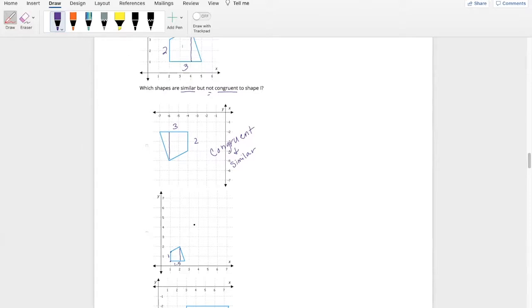So this one is similar, however, not congruent because it's not exactly the same. And so this would be the one we want.